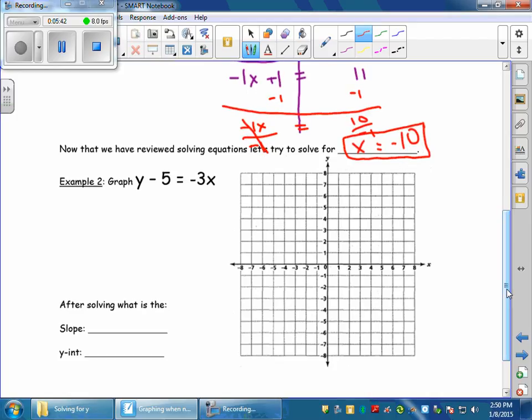So now let's use those rules to help us get y by itself on example 2. And then after we do that, we can find out what the slope and what the y-intercept is. So I'm going to draw my line down just like before to separate my two sides. But instead of combining like terms or doing anything like that, what I want is I want this y all by itself. Now, is it all by itself?